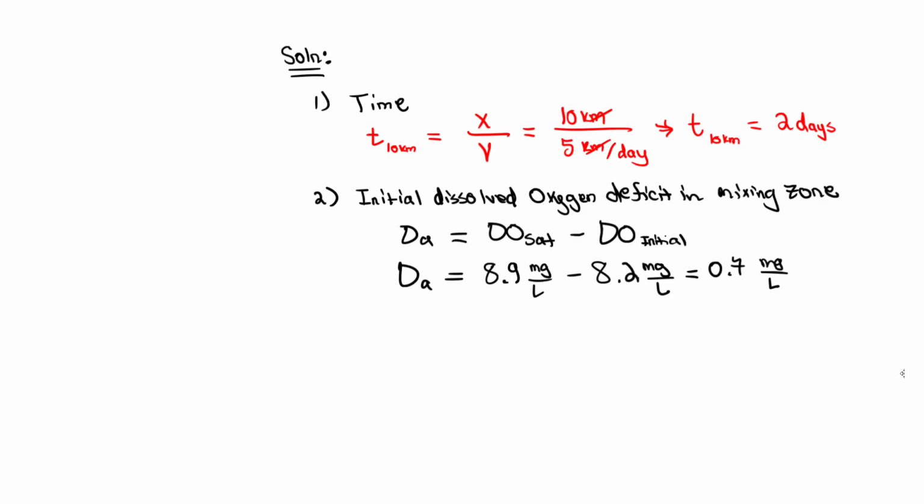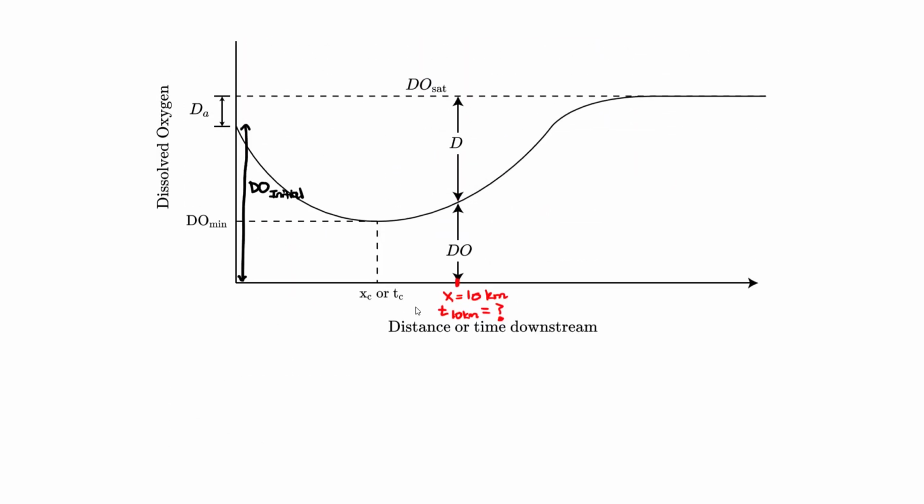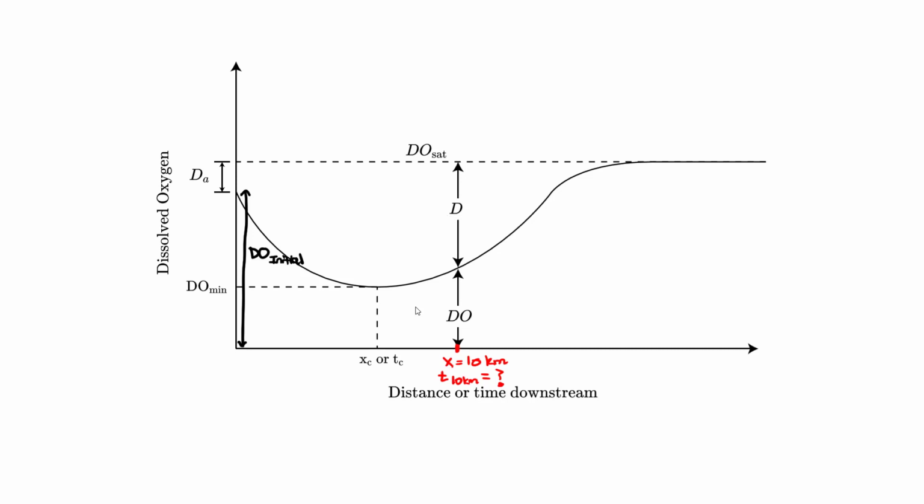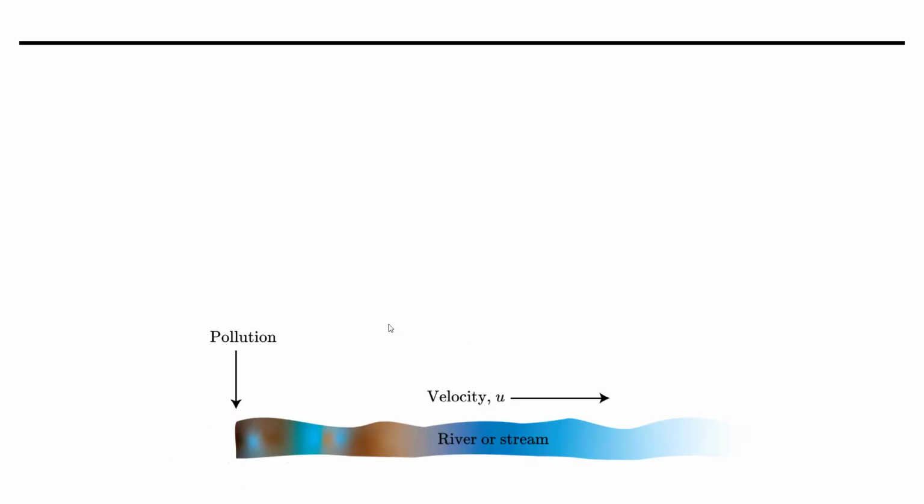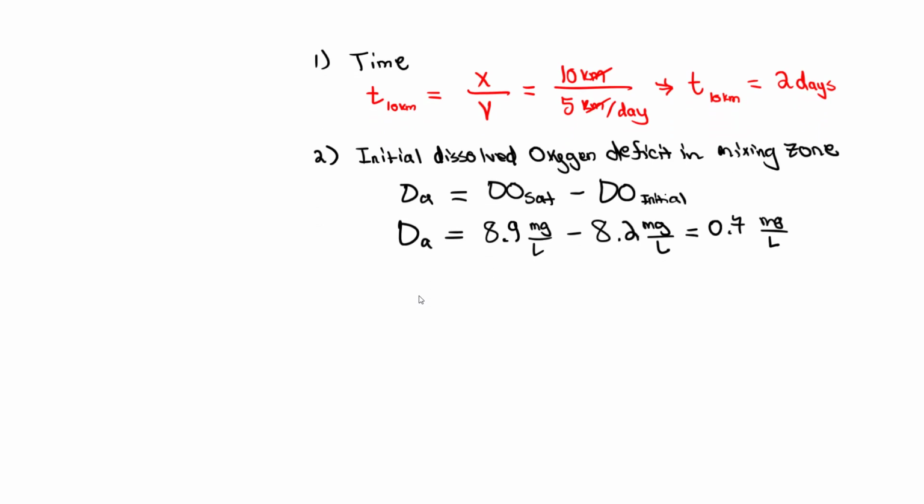Now we will find the oxygen deficit at 10 kilometer. So we're going to find this value, right? The D value now. And that D value can be found by using the equation in the handbook, the Streeter-Phelps deficit equation. So that's step 3. We will find the dissolved oxygen deficit after 10 kilometer.